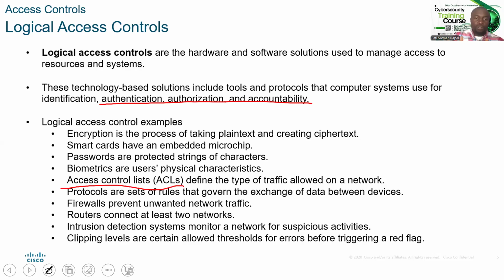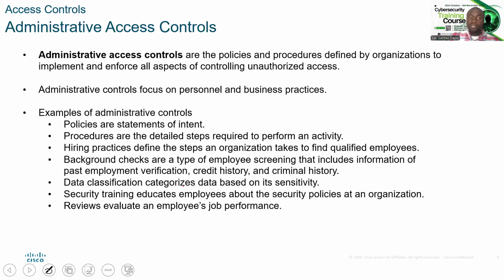Then you have protocols, a set of rules that governs the exchange of data between devices. Then you have your firewall that prevents unwanted network traffic. Then you have routers that connect at least two networks. And then you have intrusion detection system that monitors a network for suspicious activity, clipping levels, and setting allowed thresholds for errors. So these are certain things that logically are used. When we say logically, they are just hardware and software. They are not like physical barriers, like what we saw in the physical setup.